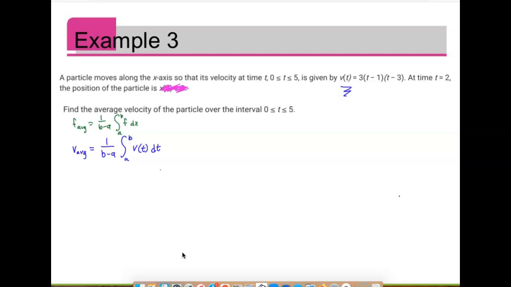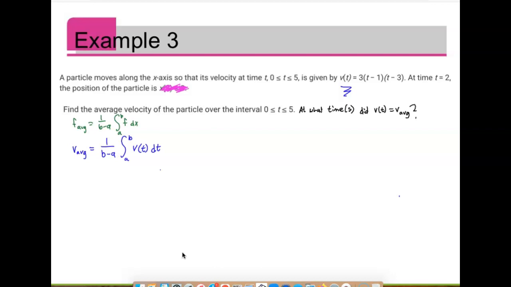Okay, and I'm going to add an extra onto this, which is: at what time t did v of t equal the average? So I also want to know when. I also want to know when it attains its average velocity.